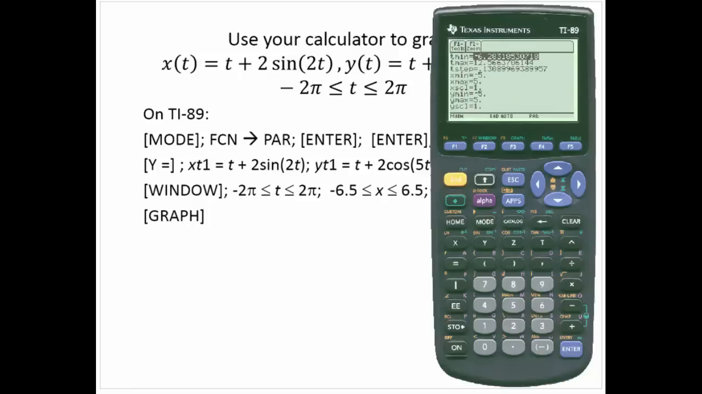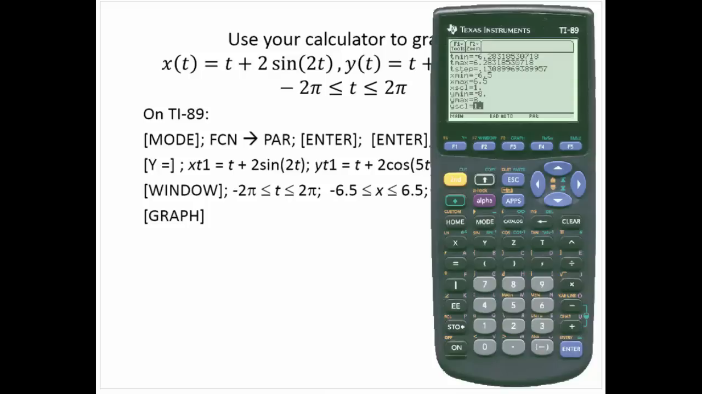So now in your window, it asks for a t minimum and a t maximum. And so here we want to start at negative 2 pi. So negative 2 pi, hit enter, and we want it to finish at positive 2 pi. And for the t step, I've got it at 0.13. That's how often you want it to plot a point. That's fine. Just leave that alone usually. For the x min and max, I've suggested negative 6.5 to positive 6.5. And for the y's, I've suggested negative 8 to 8.